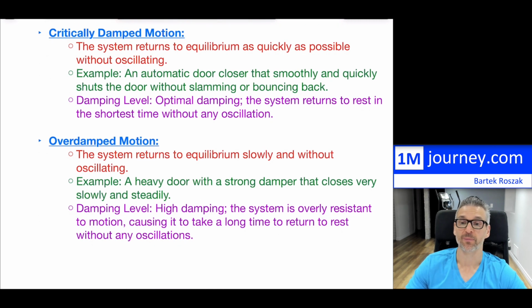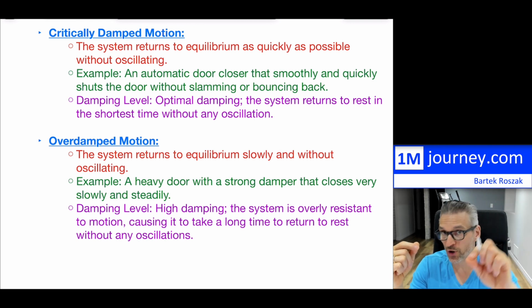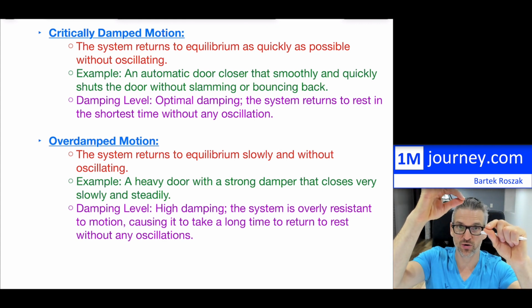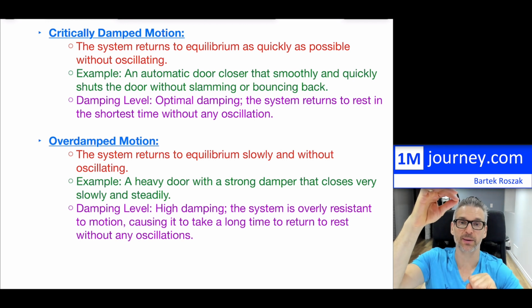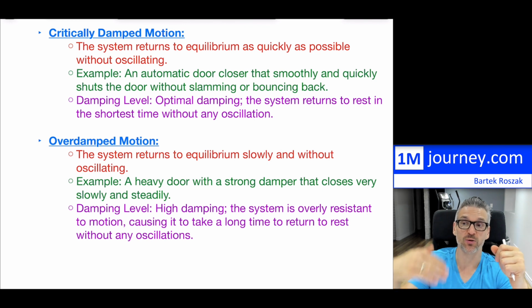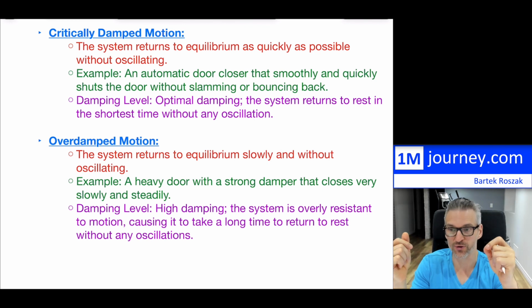The last one is overdamped motion. In here, a system returns to equilibrium, but it does it rather slowly and without oscillating. So again, if it's a pendulum, it would just slowly try to return to equilibrium. That would be overdamped. The word over is because there's a lot of friction, so it doesn't allow it to come back very quickly like it would in a critically damped system.